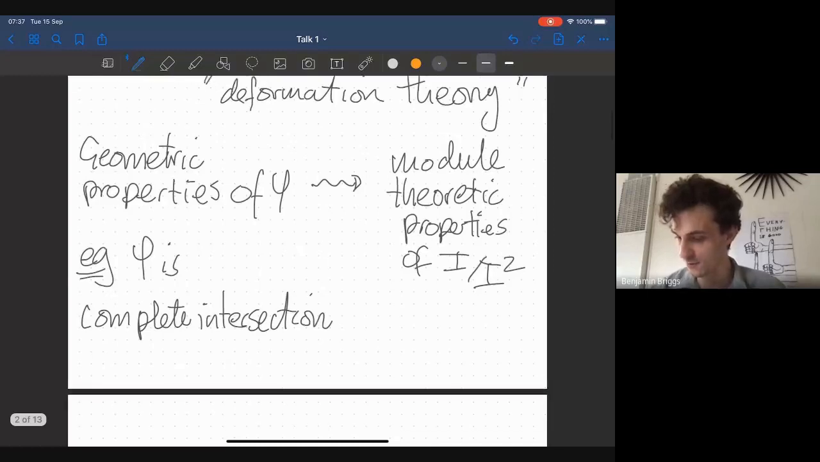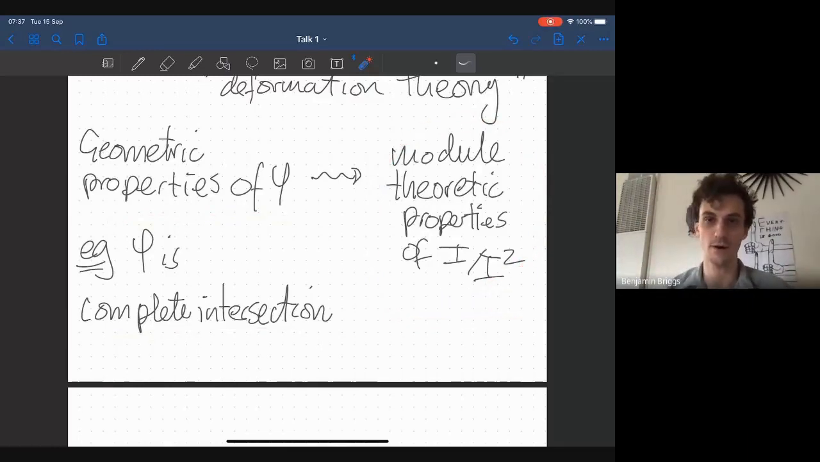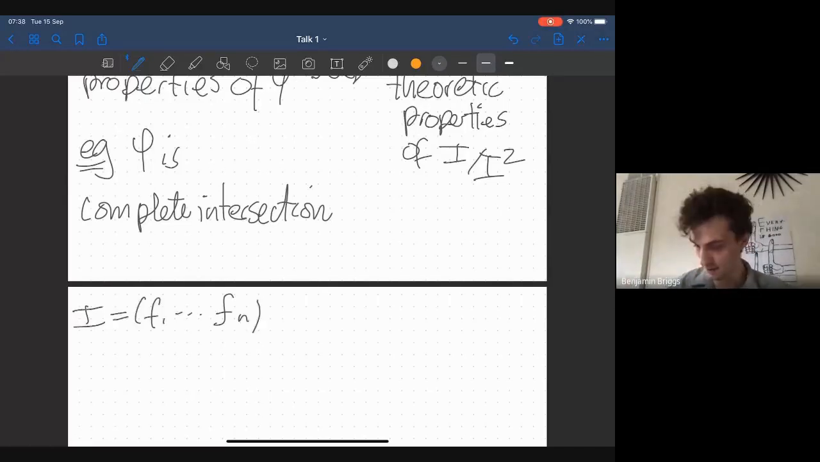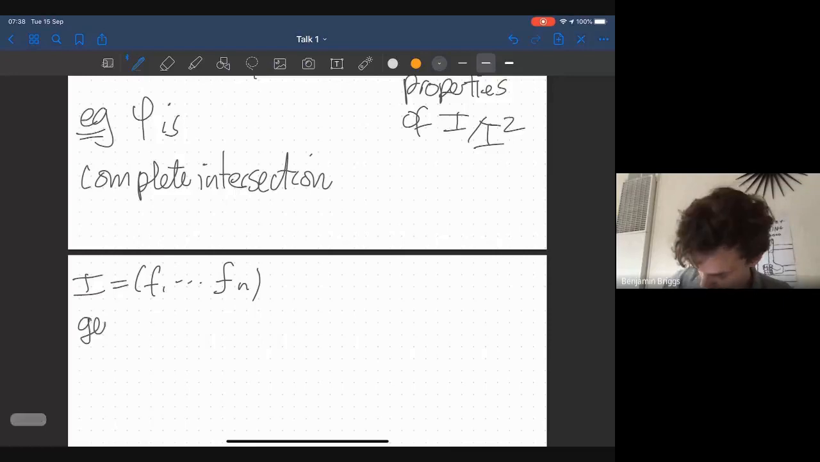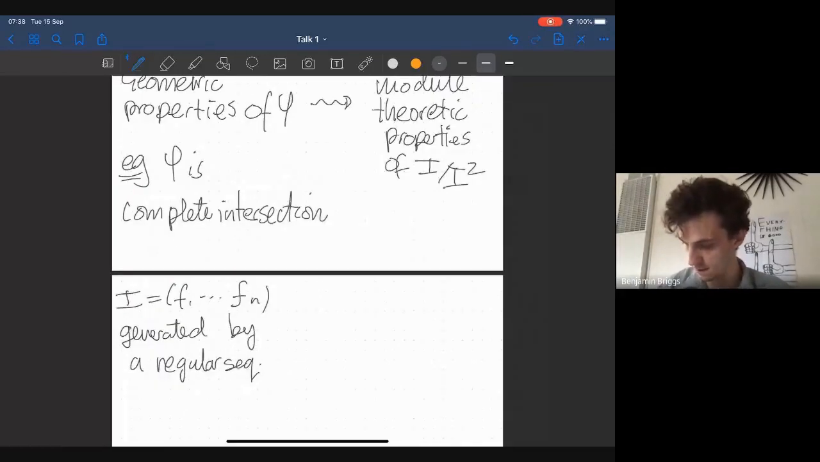So the idea is that we want to translate properties of phi, like being a complete intersection, into module theoretic properties over here. And this side is supposed to be easier to understand because it's a linear problem now rather than some nonlinear problem. So being a complete intersection, in this case, just means this ideal here is generated by a regular sequence. Okay, so in that context, there is a translation of what that means into the conormal module. It turns out that implies I mod I squared is free.